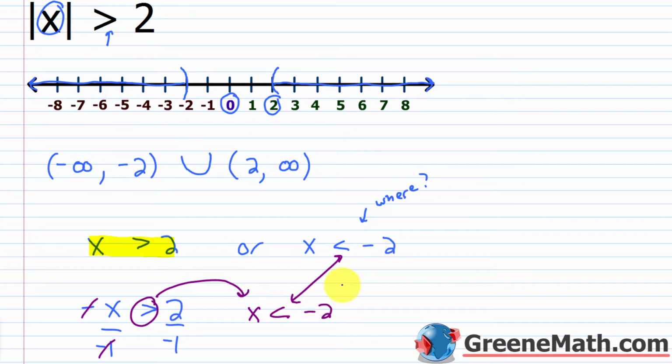And once you see me do that, you can remember to do that on your own in the next example, and then you won't have to think about what the other scenario is. This one's straightforward. This one everybody forgets. So it's x is greater than 2 or x is less than -2. If you had a generic example like the absolute value of x is greater than, let's say some variable K, this sets up to x is greater than K or x is less than -K, just following this format here. In this case, K is just 2, so x is greater than 2 or x is less than -2.